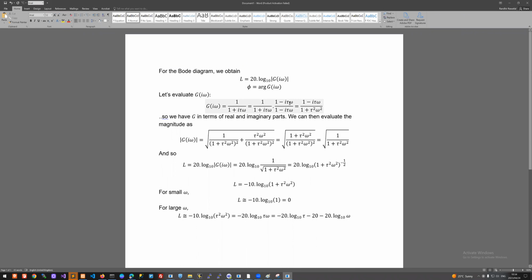Okay, so last time we were looking at the Bode diagram and we were deriving the L function.